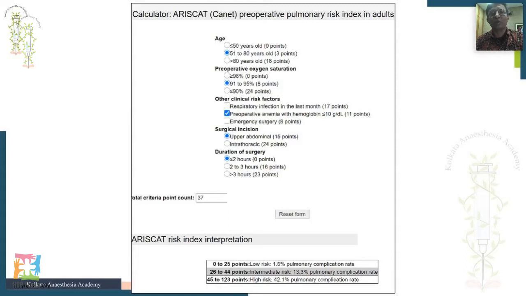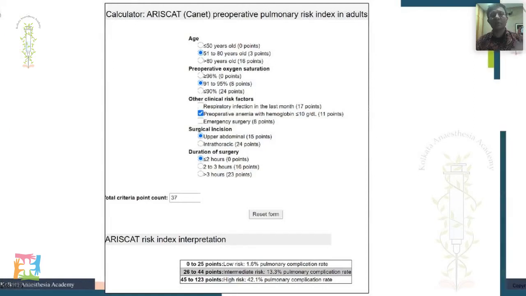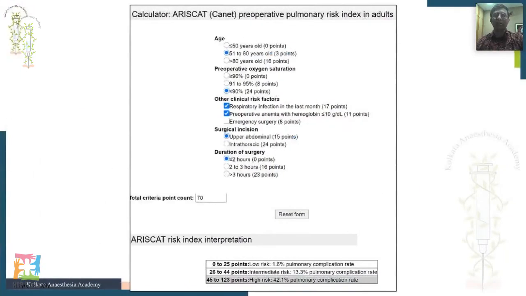I'll just change it. Say it's between 51 to 80. The saturation is lower, 91 to 95. He is anemic, hemoglobin of less than 5. The same type of surgery. You look at the total score, it becomes 37, moderate or intermediate risk. The risk of postoperative pulmonary complications is 13.3%. This is objective. It is easier for you to understand. It's easier for you to explain it to the patient or the patient's relatives, and also to the surgeons.